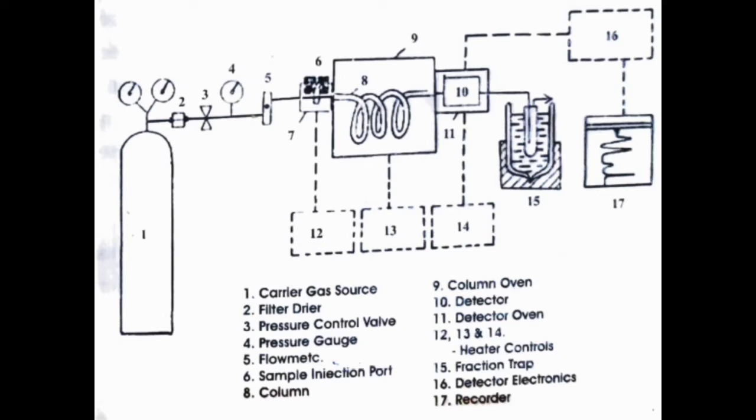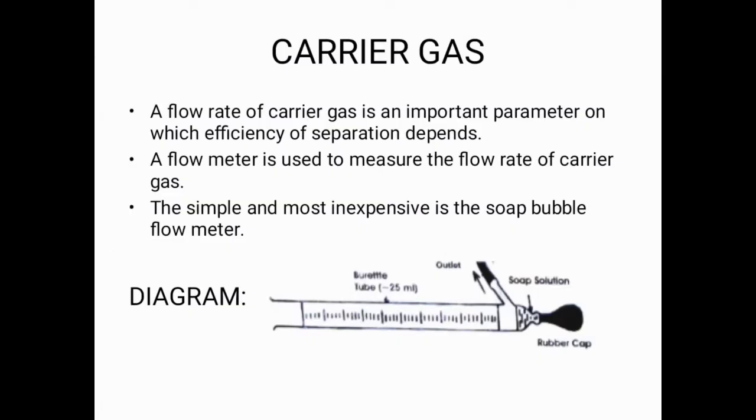The labeled instrumentation diagram of gas chromatography is shown here. The first component of a gas chromatography system is the carrier gas system. The flow rate of a carrier gas is an important parameter on which the efficiency of a separation depends. A flow meter is used to measure the flow rate of a carrier gas, for example the soap bubble flow meter, which is simple and the most inexpensive one.